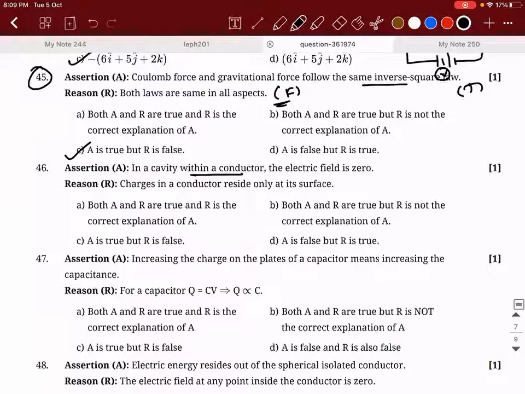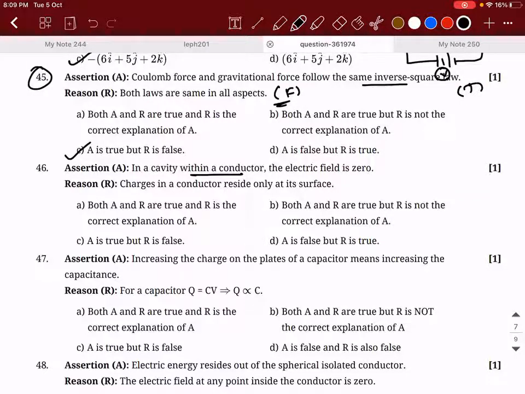Sir, one is for current, that is for gravity. Yes, that is also a reason. They are for masses, here it is for charge. There are multiple differences, right? Yeah, they are not exactly the same.